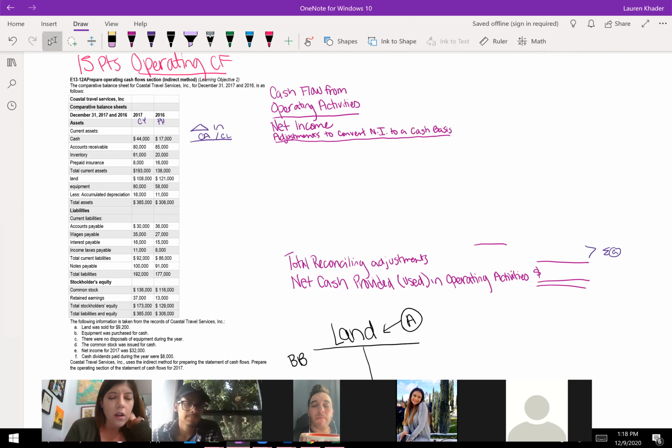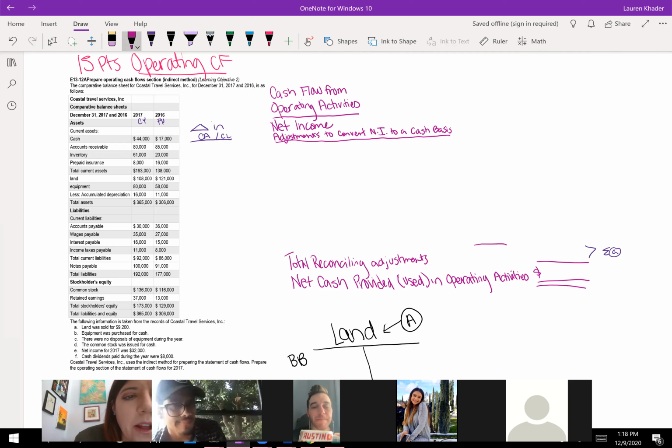So we'll get back to the balance sheet, but what parts of the balance sheet we'll be focusing on, obviously, because it's the operating cash flow, are the current assets section. Don't care about the totals. And then the current liability section. Again, don't care about the totals.